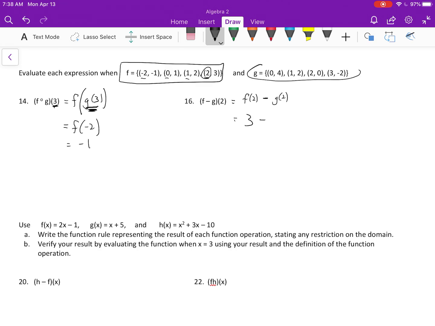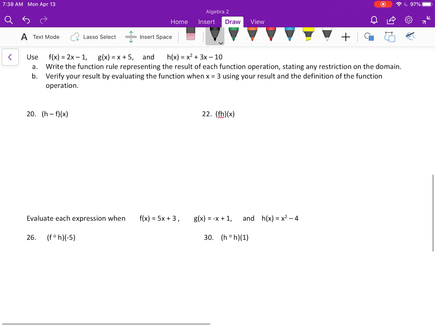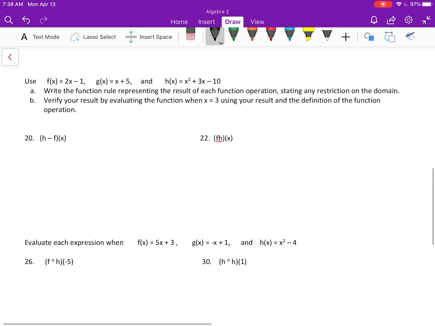So f of 2 is 3 minus, and we're doing the same thing over here. We want to find g of 2. Here it is right here. So this is minus 0. So the answer is 3. So that's how you do those ones with the ordered pairs rather than the function.